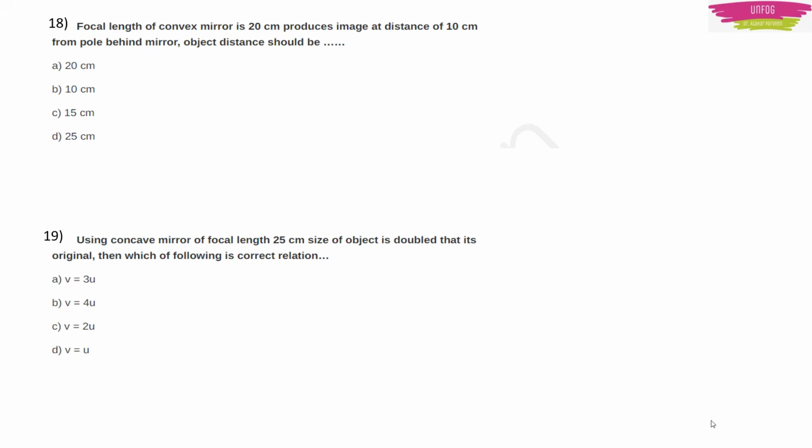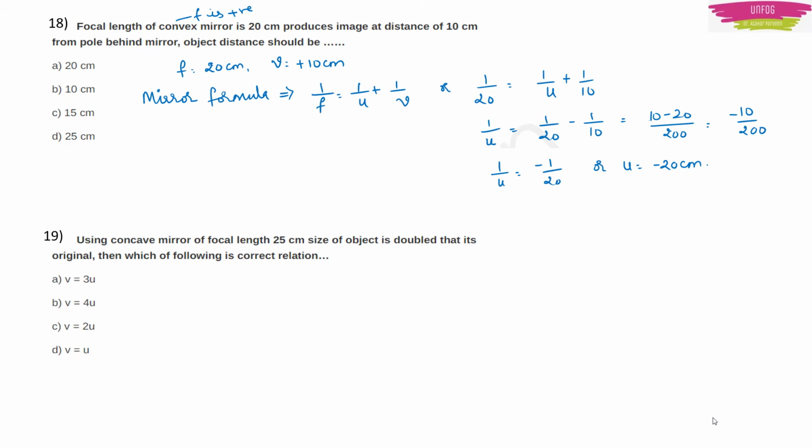Next question. Focal length of a convex mirror is 20 cm. It produces an image at a distance of 10 cm from the pole behind the mirror. Object distance should be? Here, what all they have given? They have given you the focal length of the convex mirror. And remember, convex mirror means focal length should be positive. Concave mirror means focal length should be negative. So focal length is 20 cm and then image distance is 10 cm. Now you just substitute the values, you will get the object distance easily.